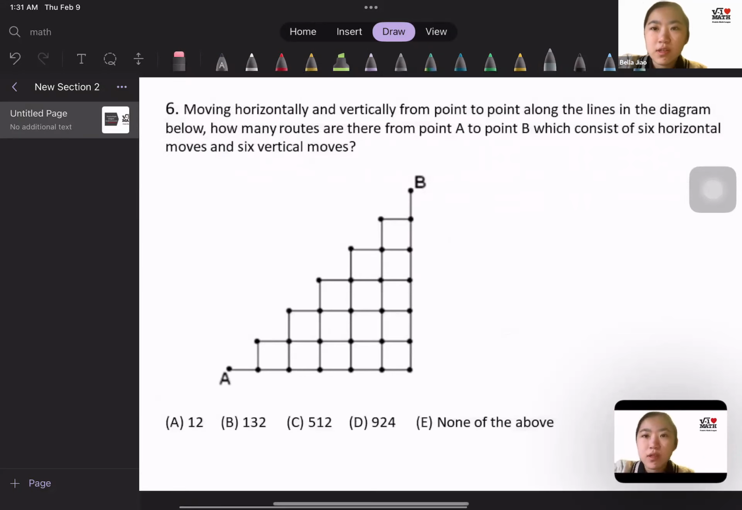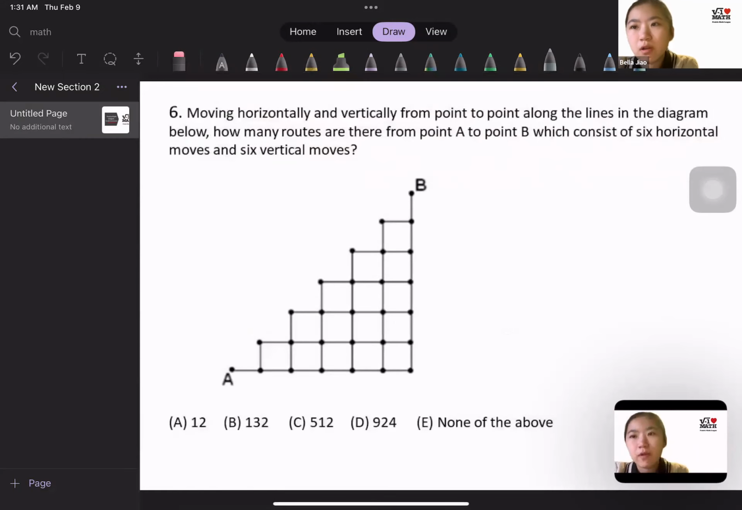Okay, this question states, moving horizontally and vertically from point to point along the lines in the diagram below, how many routes are there from point A to point B, which consists of 6 horizontal moves and 6 vertical moves? Okay, because this question asks for only 6 horizontal moves and only 6 vertical moves, this means several things. It means that you can't double back, right? You have to keep going. You can't just come back, which actually makes this question drastically easier.